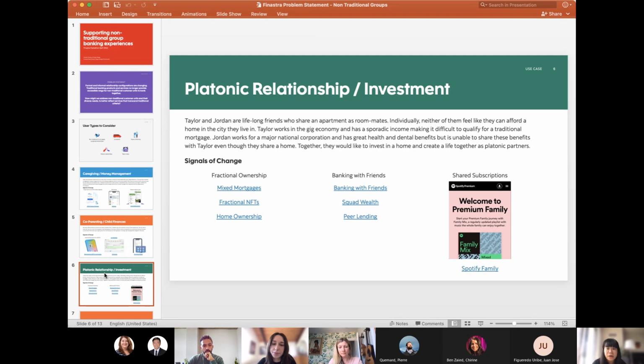And Jordan works for a major national corporation and has great health and dental benefits, but is unable to share these benefits with Taylor, even though they share a home. Together, they would like to invest in a home and create a life together as platonic partners.